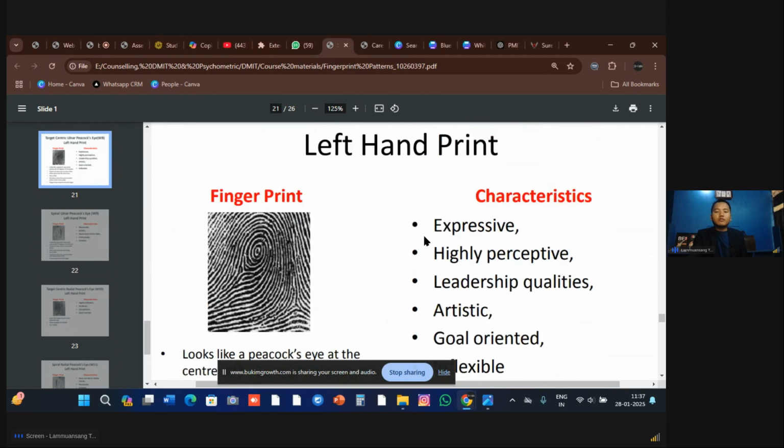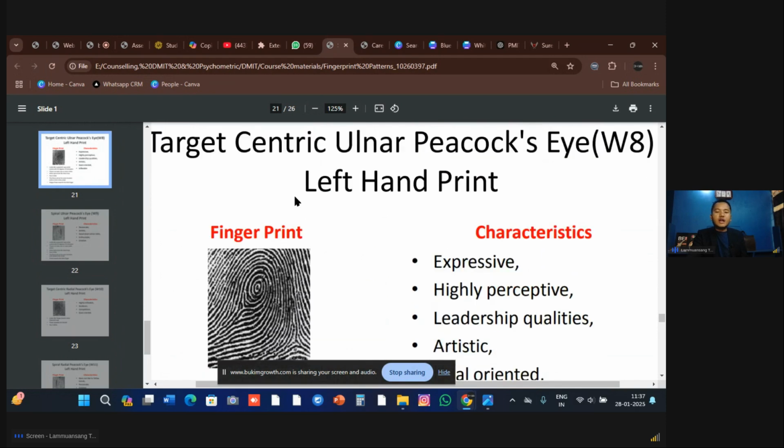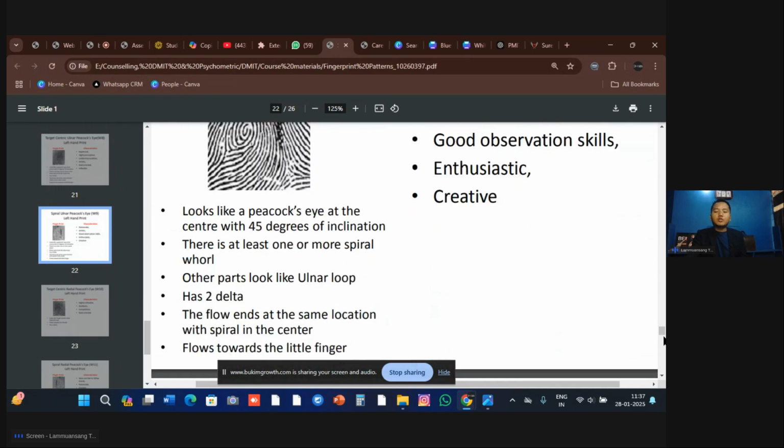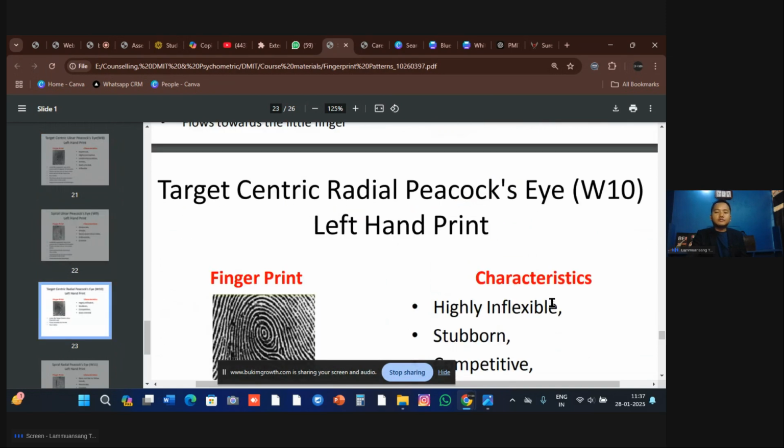Let's say you find this pattern. This is for left hand. This is why you have to use W8. But if you find it on the right hand of your client, you have to use W10. Like a mirror, you have to reverse it.